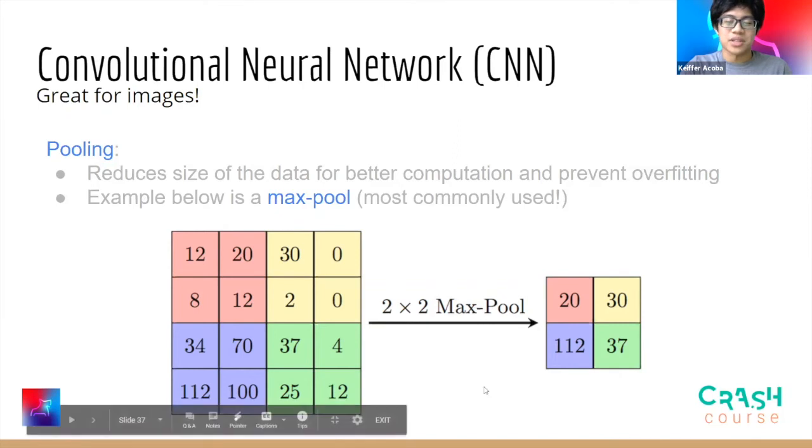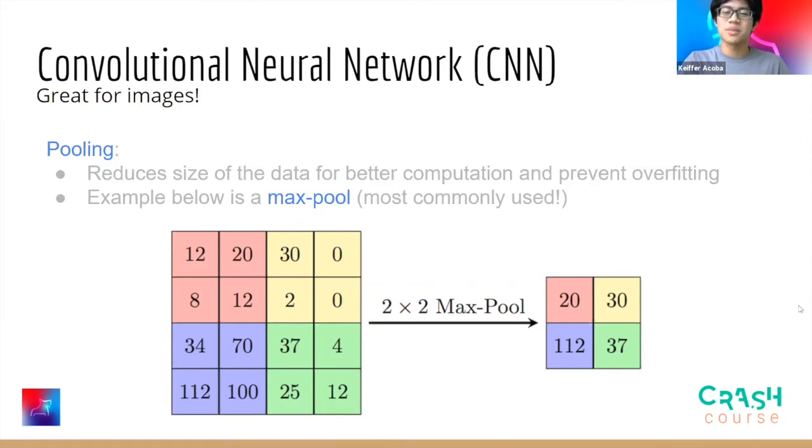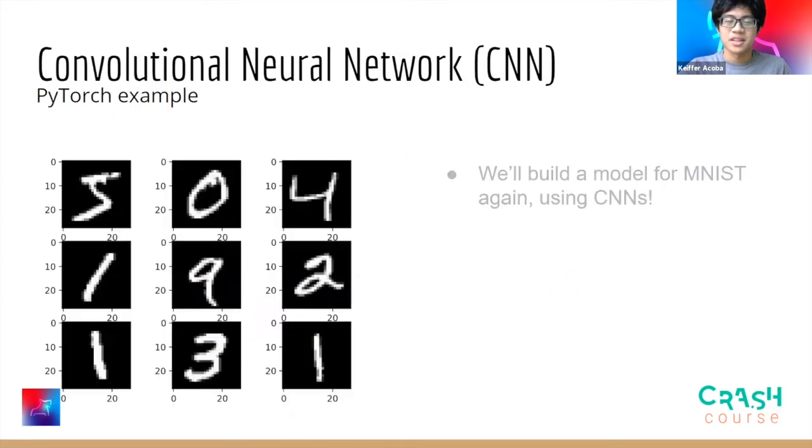So I have an example here. This is what's called a max pool. This is the most commonly used type of pooling. Other types of pooling are average pooling, but max pooling is the simplest and most commonly used pooling layer in neural nets. So what it does here is a 2x2, so it gets every 2x2 region in our image. So let's say we have these 4 pixels, 12, 20, 8, 12. It just gets the max one, and that's 20. Here, 30, 0, 0, 2, it just goes to 30. So what this has done is it reduces our image and allows computation to be faster.